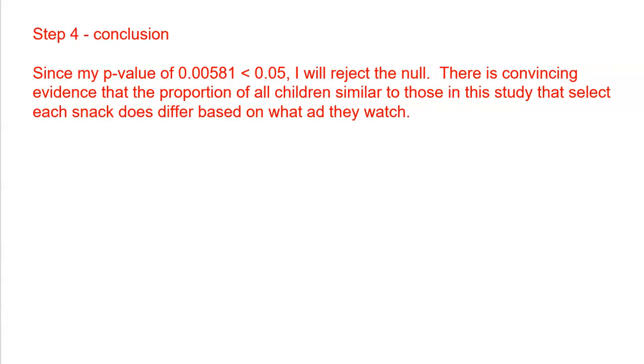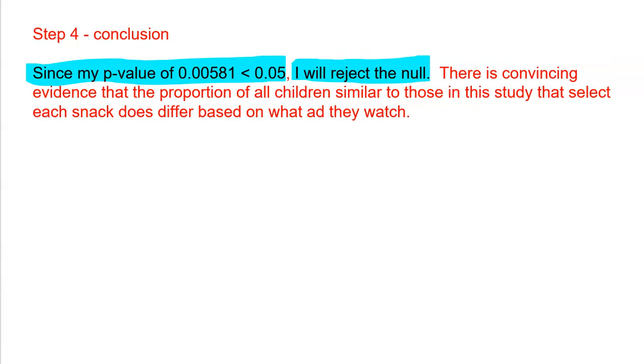So here I am saying that since my p-value of 0.00581 is less than 0.05 or even 0.01, this is an important part of a conclusion. A lot of kids forget about it, but you do have to have a comparison to your alpha. And then I'm going to reject the null. So that's the second point that you need to have: what are you doing because of your p-value? I'm going to reject the null.